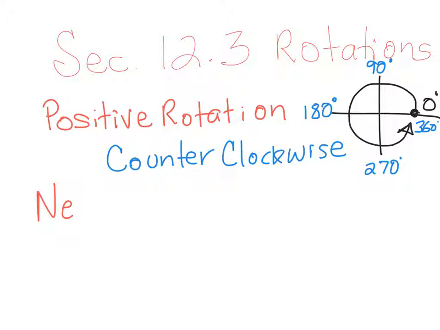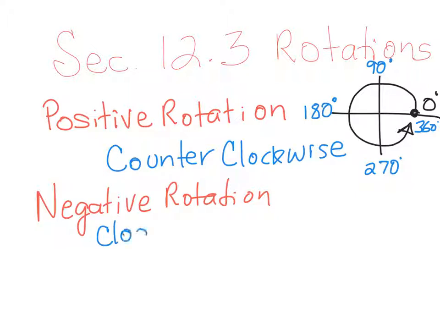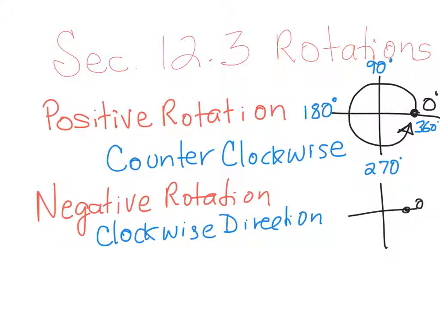Negative rotation occurs in which way? Clockwise. Clockwise, okay? Rotation in a clockwise direction. So if you have the coordinate plane, you start at the 0, that's still 0, but then it goes in this direction. So the angles would be negative 90 on that negative y-axis, then negative 180, then this would be negative 270, and this would be negative 360.